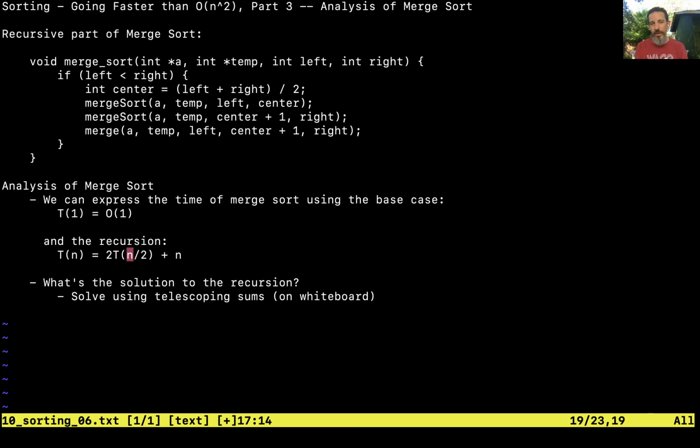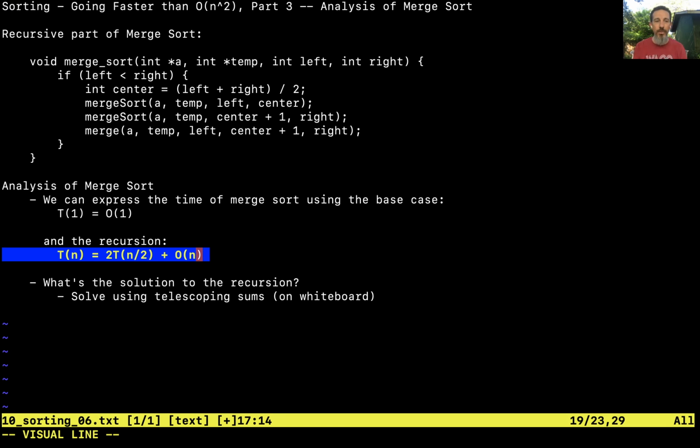Now, the more interesting thing is the recursive portion. We don't know what the running time for the recursive portion is, but we can write it down in a recursive manner itself. So in other words, we can write down T(n) in terms of itself. And so that's what we have written down here. I've written down T(n) = 2T(n/2) + O(n).